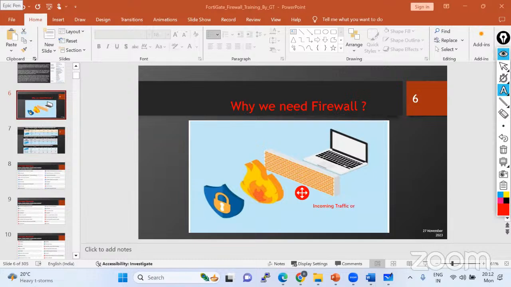Incoming traffic or your outgoing traffic. So this is going to monitor, and after monitoring, it is not going to just monitor, it is also going to take some action. So what could the actions be? They are going to block or they are going to allow.